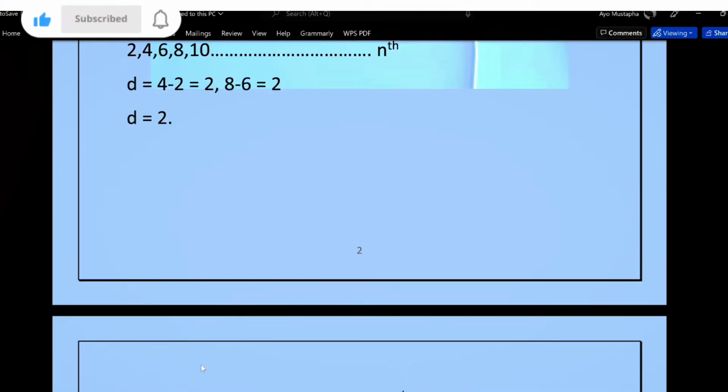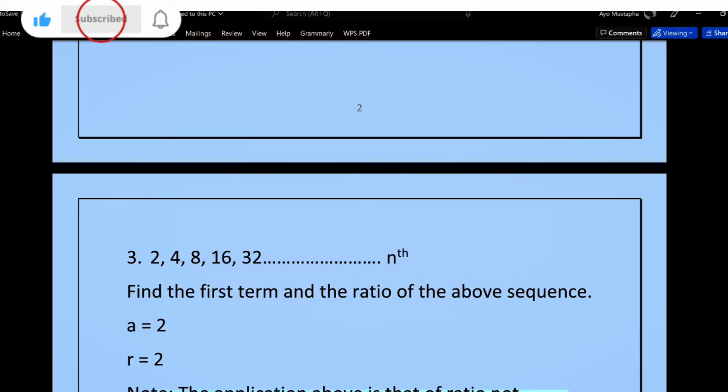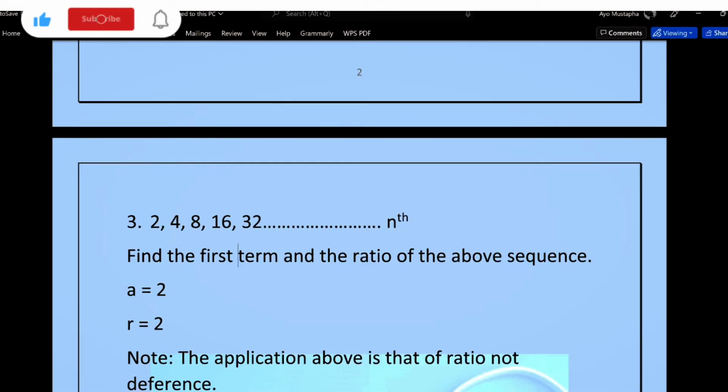So let's move straight to illustration 3. As you can see now, this sequence is quite different. The progression of this sequence is different. We have 2, 4, 8, 16, then 32. Now, how do we do this? It's getting a bit intense now. We have to find the first term and the ratio. Now, as you can see, it's now ratio. It's no longer difference because the progression of the sequence is different.